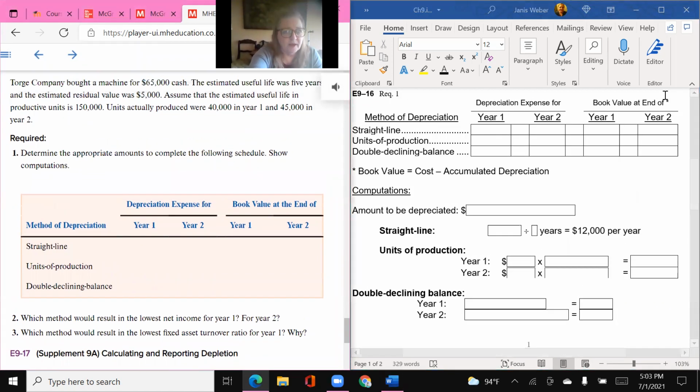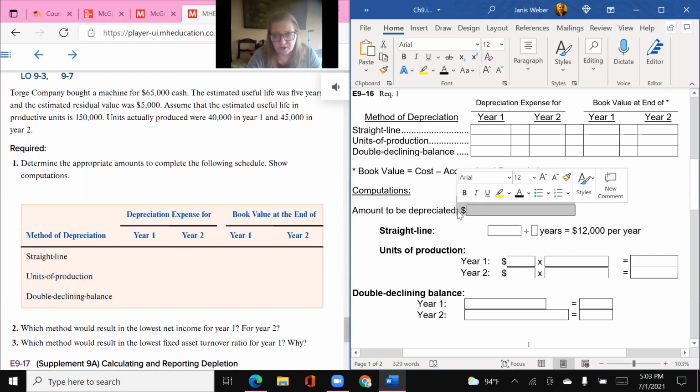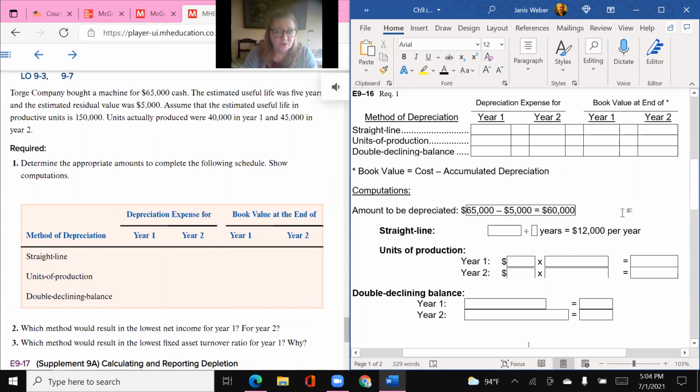All right. So go back to the data set. We've got a $65,000 purchase with a residual of 5. So for purposes of the straight line and the units of production method, we're going to use a depreciable cost of $60,000, which is just the 65,000 minus the 5. Now for double declining balance, we do not use that reduced depreciable amount. We use the full net book value every time we start to make the calculation.